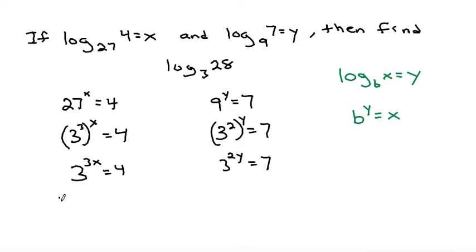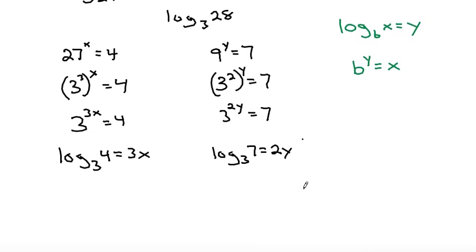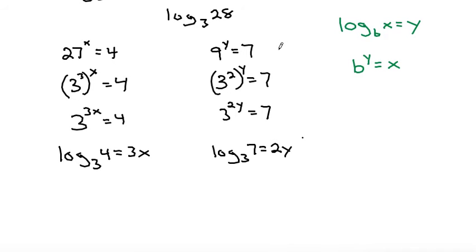So I can write this as log with a base of 3. Log base 3 of 4 is equal to 3x. And then I can write log base 3 of 7 is equal to 2y. Okay, so next I'm trying to get it to a form of log base 3 of 28. So let me start by adding my two logs together.